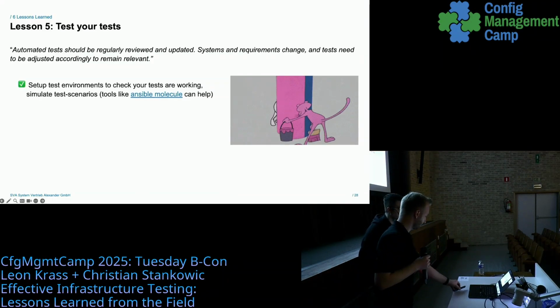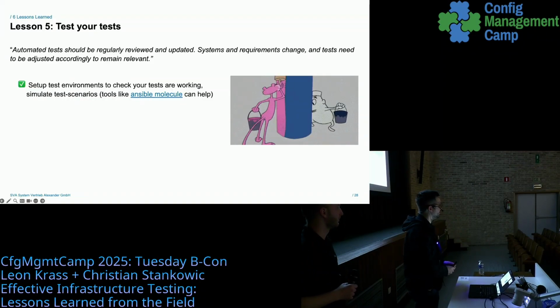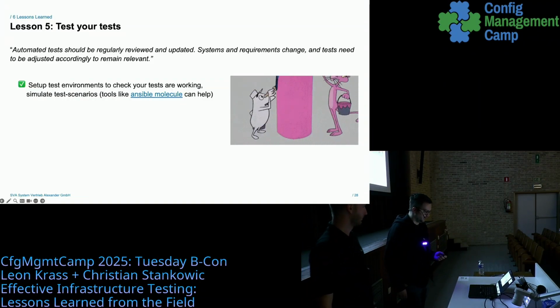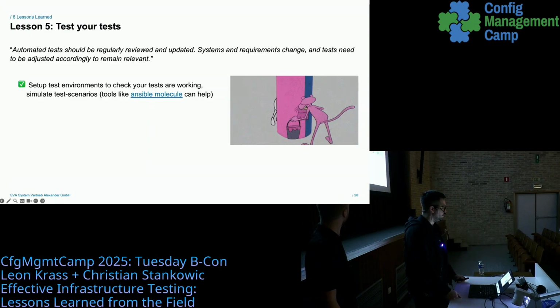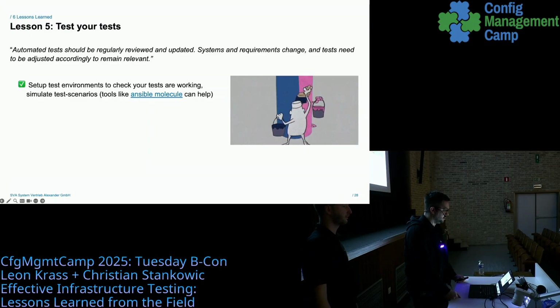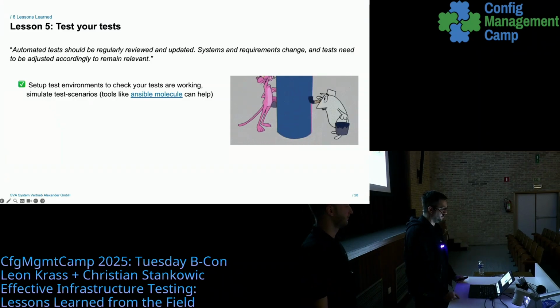So next one, test your tests. We all like automated tests, and we should review them regularly and update them and ensure that they are still working as we expect them to, because systems and requirements can change after a couple of weeks or months. That's just normal, and we need to adjust them accordingly so that they are still usable for us.